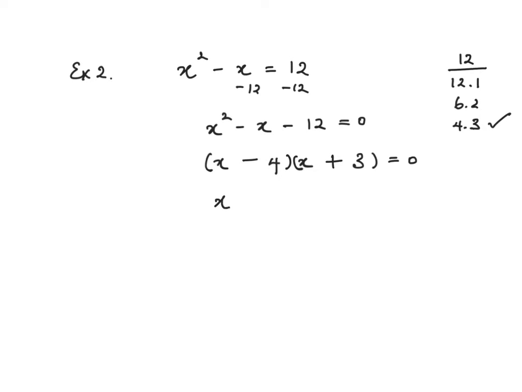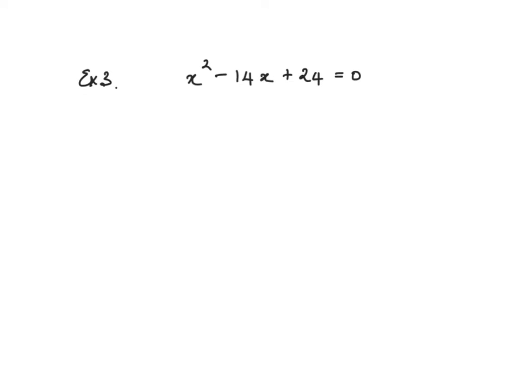Next step then, x minus 4 equals 0. x plus 3 equals 0. Add 4 to both sides, so we've got x equals 4. Subtract 3, and we've got x equals minus 3. Third example, this one's in standard form. We have an equals 0, and we have the terms in the correct order. So squared term, linear term, constant term.